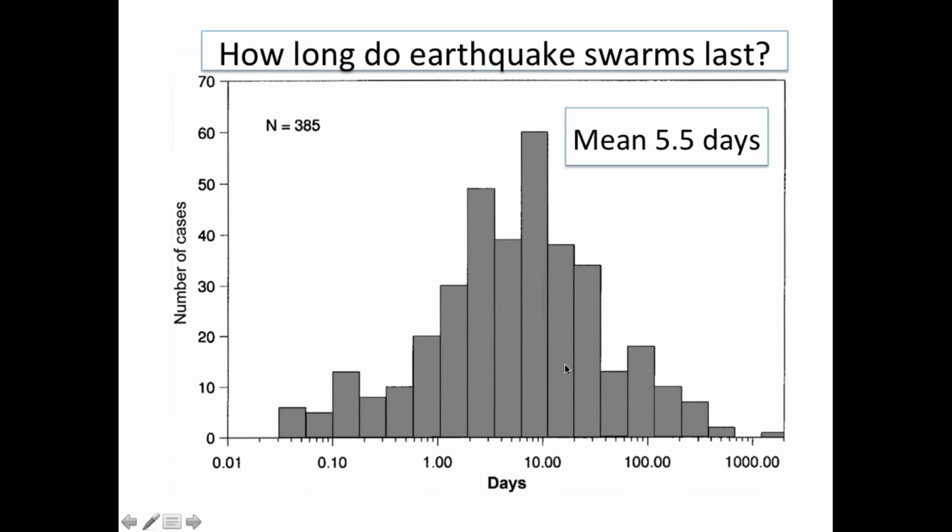We see it's basically a normal distribution. So if you have what looks like a normal distribution on a log axis, we call this a log normal distribution. This distribution has a mean of about 5.5 days. The shortest ones out here are just a few hours, and the longer ones are longer than a year. But in general, and this is useful to know, for most of the swarms the action takes place on a scale of about 5.5 days, a little bit less than a week.